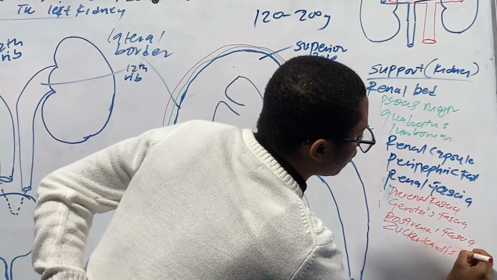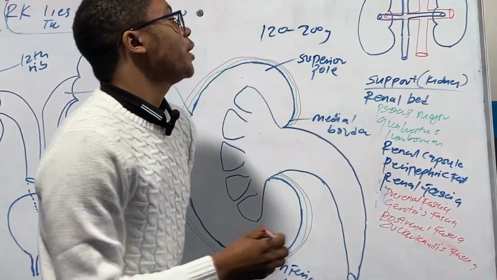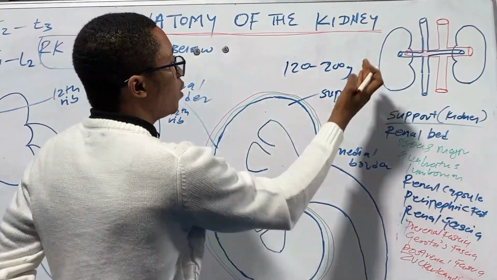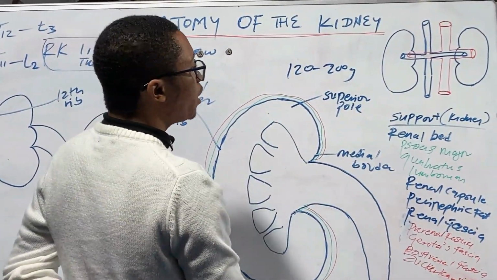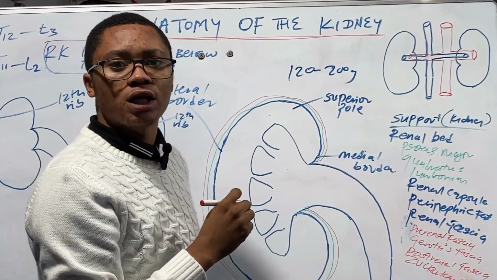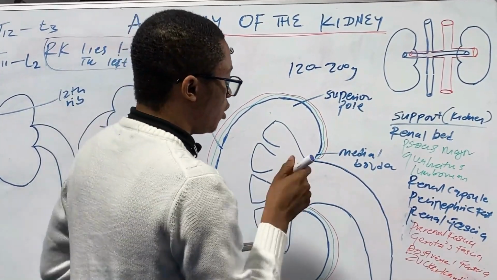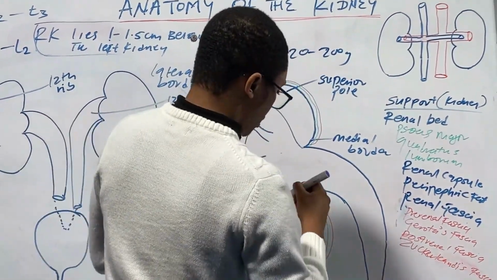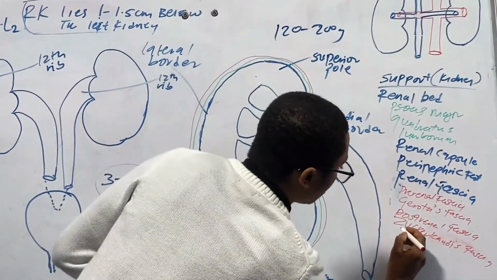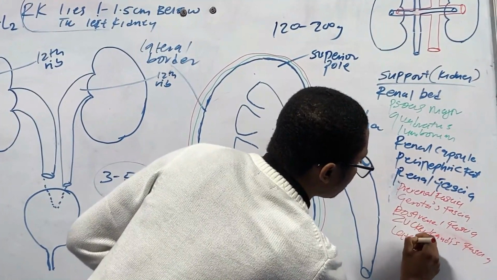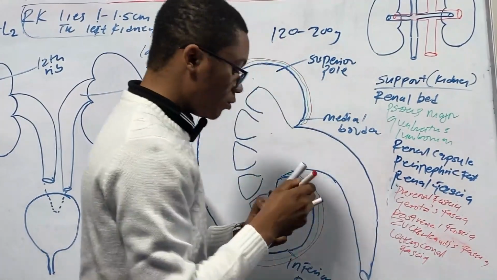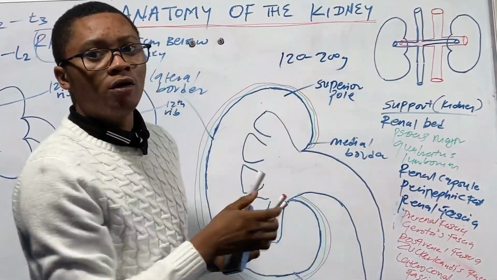Zuckerkandl's fascia. All right. So the pre-renal fascia merges laterally with the post-renal fascia to form another type of fascia known as the lateroconal fascia. So there's a different type of fascia which is formed laterally, known as the lateroconal fascia.